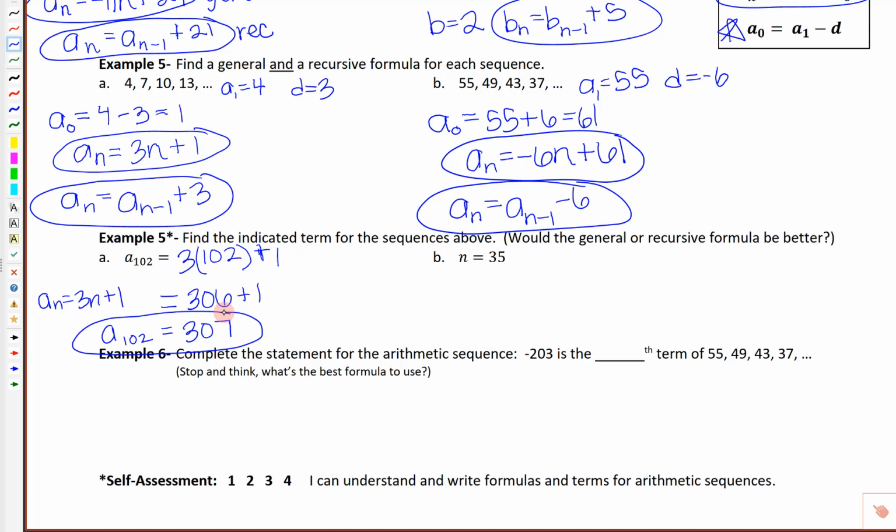And you're not going to want to be using the recursive because you're not going to want to write out every single one, write out 102 numbers. That's going to take a very long time.